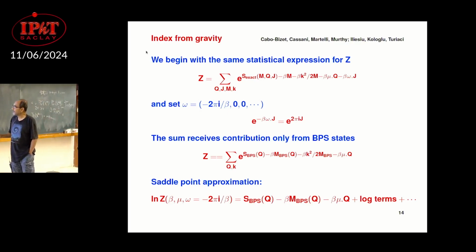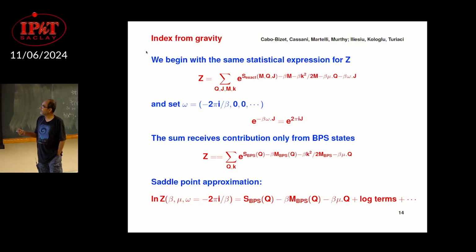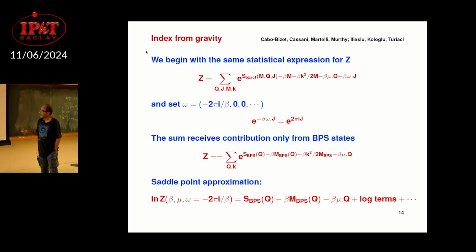In that case, e to the minus beta omega dot J becomes e to the 2 pi i J. That's the minus 1 to the F that we need. So now you are really computing the index. The index, if you recall, was defined at fixed values of Q and k, summed over J and M. J and M are not restricted in the definition of the index. So if we write Z as a sum over Q and k, after you have summed over J and M, you get the index, which is e to the S BPS Q.